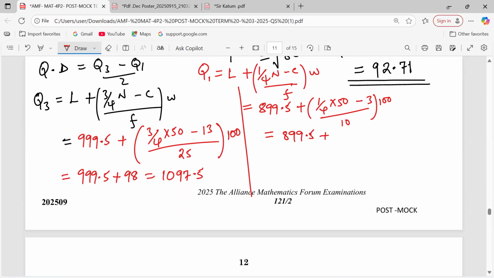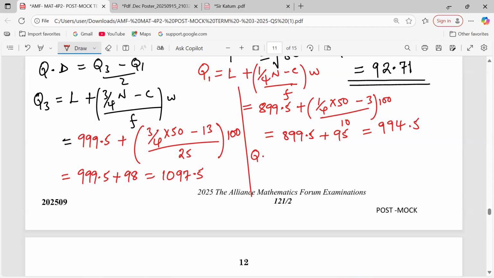899.5 plus 12.5 minus 3. We multiply by 100 and we divide by 10, giving us 95. So when we add 95 to 899.5, I'm getting 994.5. So we have Q1 and Q3.